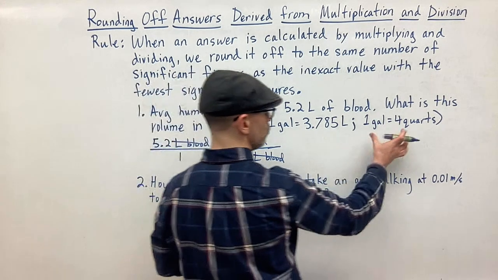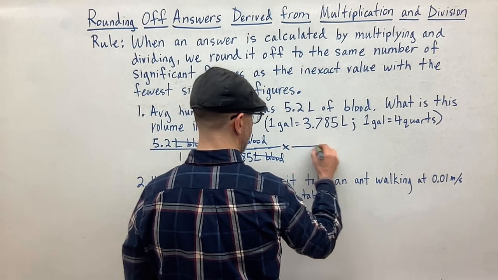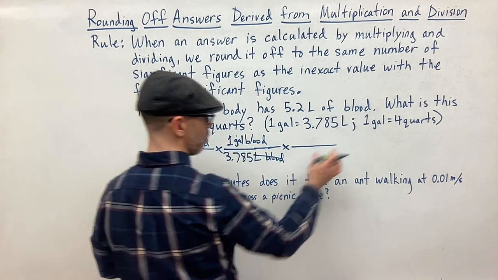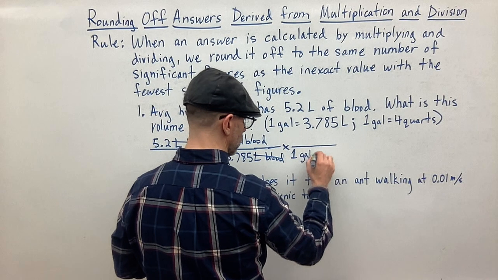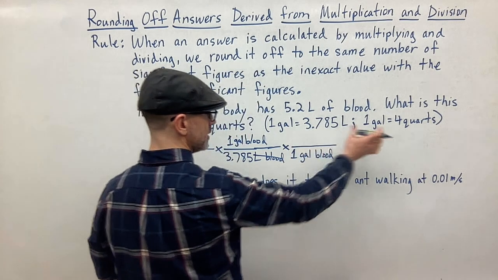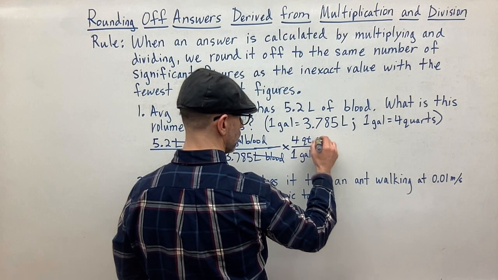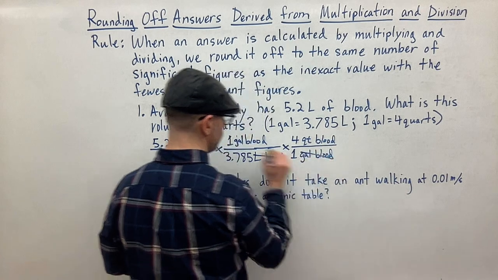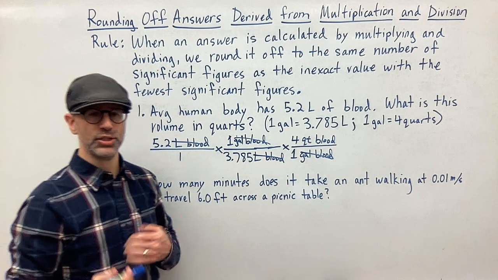Now I can use the 1 gallon to 4 quarts to convert to quarts. And so here we go. I have gallons of blood on the top, so I want 1 gallon of blood on the bottom. And then on top, I'm going to put 4 quarts of blood. So gallons are going to cancel out. Now I have quarts. So now what I need to do is just calculate it out.